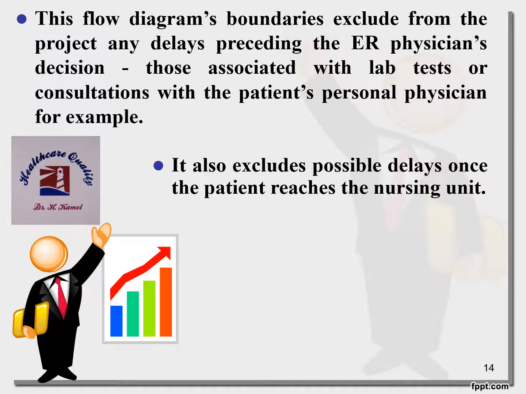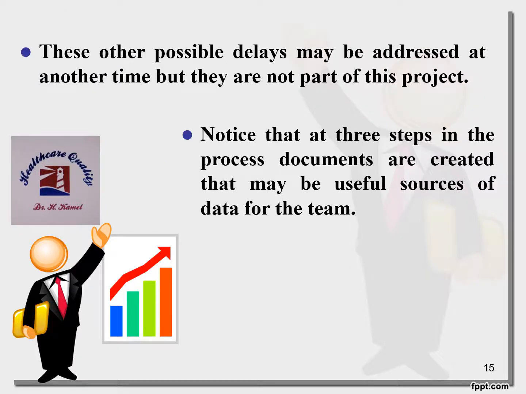This flow diagram's boundaries exclude from the project any delays preceding the ER physician's decision, those associated with lab tests or consultations with the patient's personal physician, for example. It also excludes possible delays once the patient reaches the nursing unit. These other possible delays may be addressed at another time, but they are not part of this project. Note that at 3 steps in the process, documents are created that may be a useful source of data for the team.